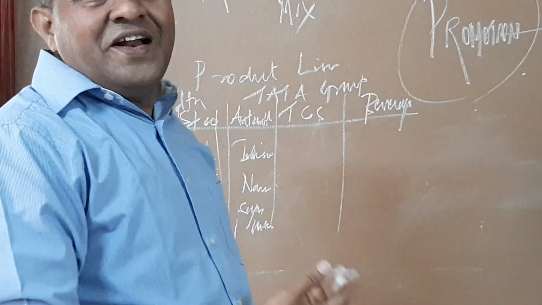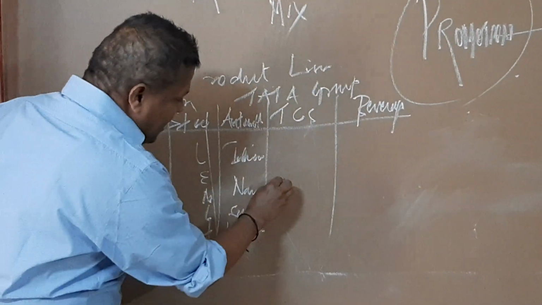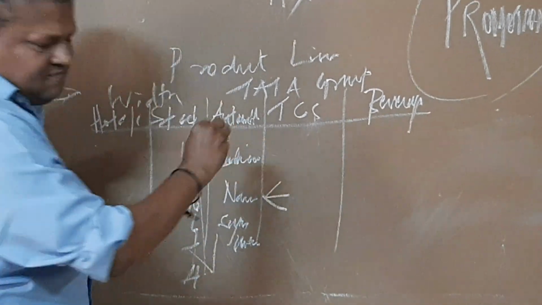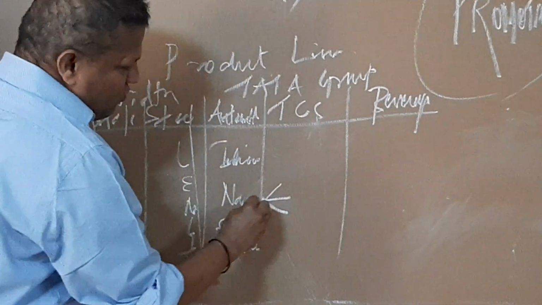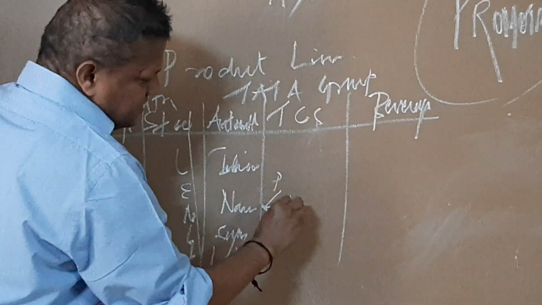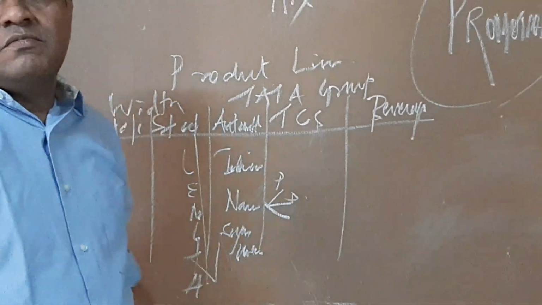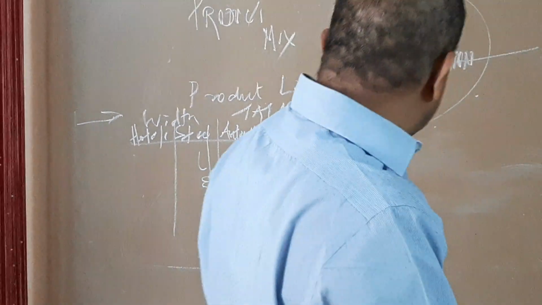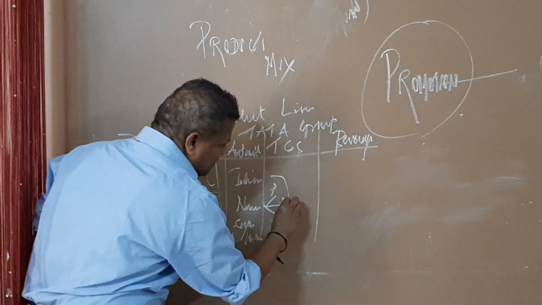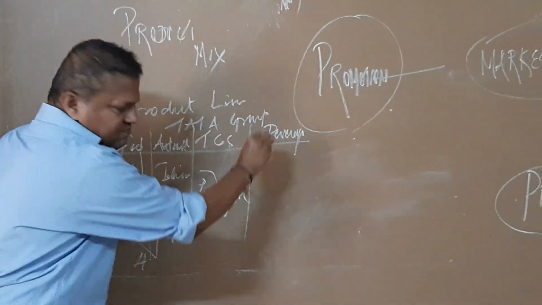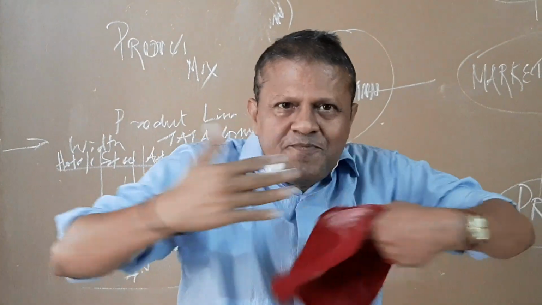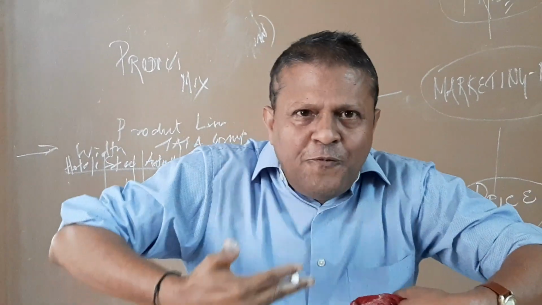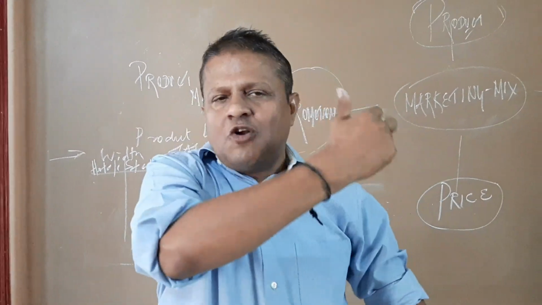Now in each product they have variants, and that variant is called depth. So they can have Nano, for example, petrol version, diesel version, and again LXI, etc. So that is what is called variant, and that variant is called depth. And is there a connection between different product lines? If you have developed that, that is called consistency.